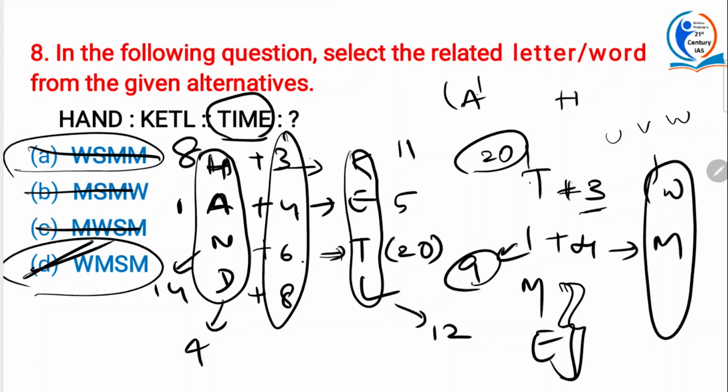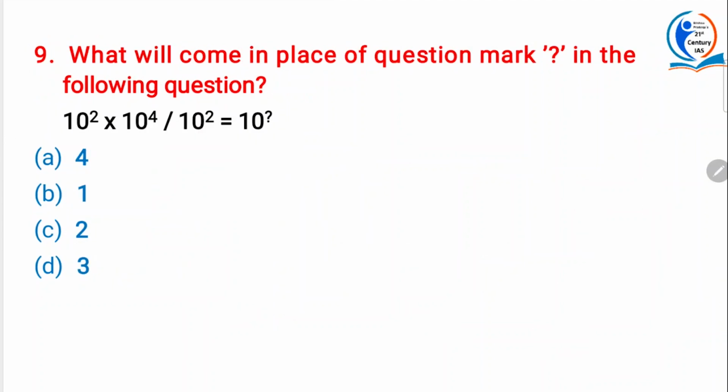T plus 3 is how much? After T it is U, V, W, and after I how much, what will you get? I, J, K, L, M. J, K, L, M. So, 4 digits. I plus 4 digits is how much? M. So, that is the answer. Fine. Now, what will come in the place of the question mark in the following questions?